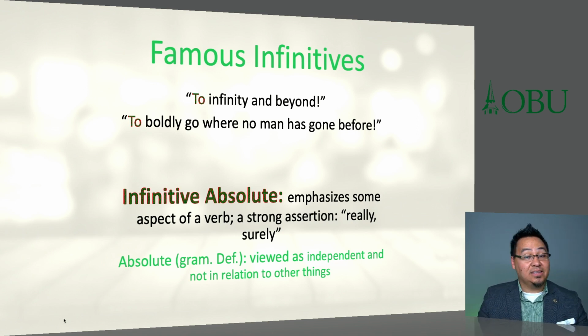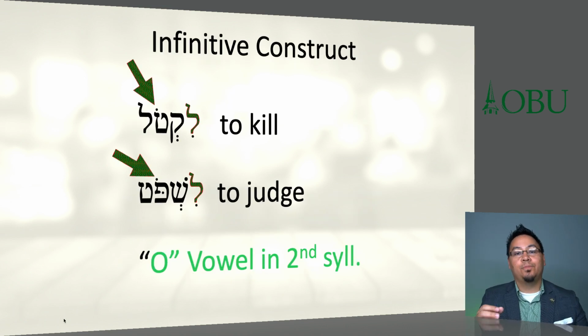But then also, as a Trekkie, I really love this next one: to boldly go where no man has gone before. And yes, that is a split infinitive, but thank you, it has now been approved because of that particular quote. Infinitive absolutes, though, do not have a lamed, a bet, or a kaf added to the beginning of the verb. They have a marker within it that tells you that it is an infinitive.